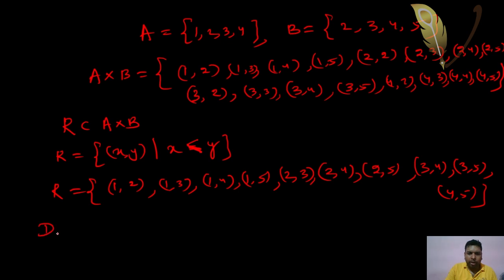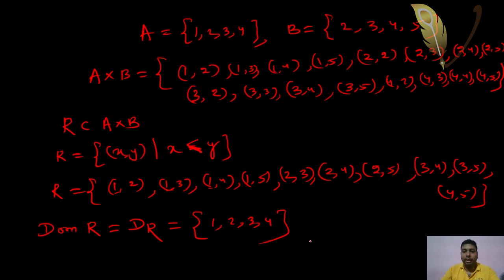Now, the domain of R, written dom R, is the set of all first components. What are the first components? 1, 1, 1, 1, 2, 2, 2, 3, 3, 4. So the domain of R is {1, 2, 3, 4}, the set of all first components, which is clearly a subset of A. This time it is equal to A. So the domain of R is a subset of A, or equal to A.